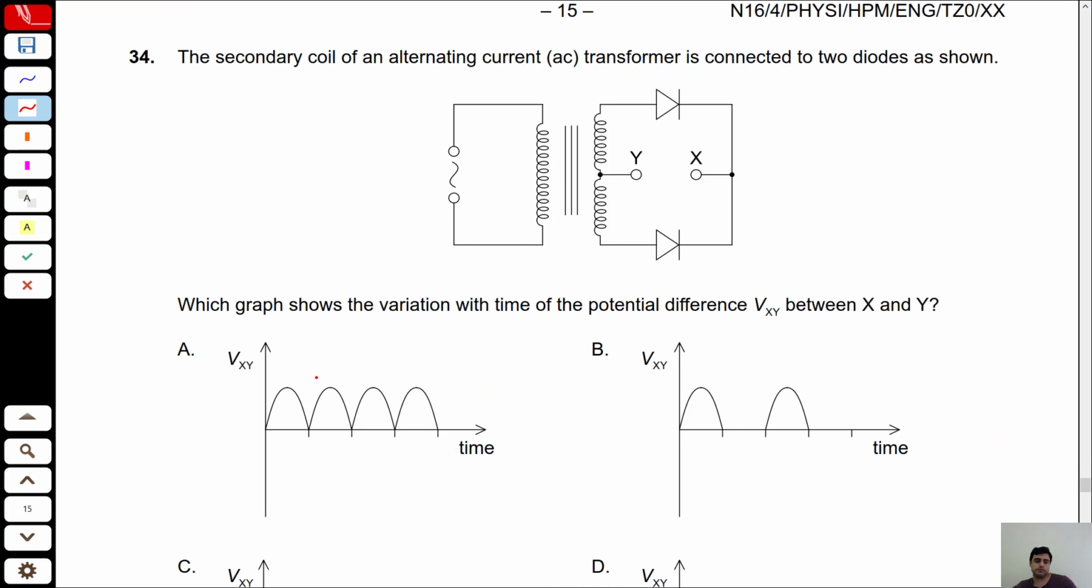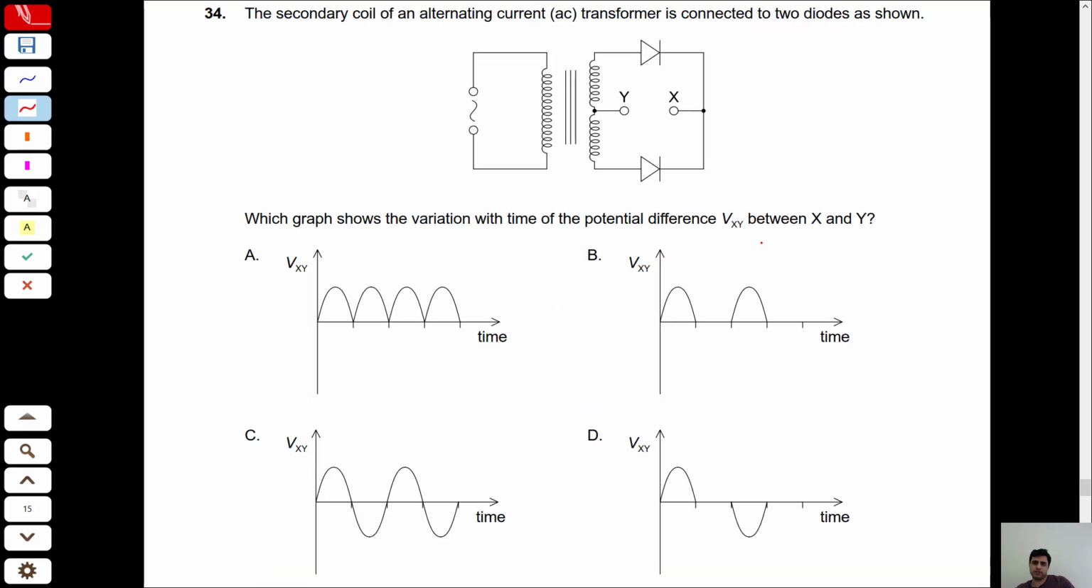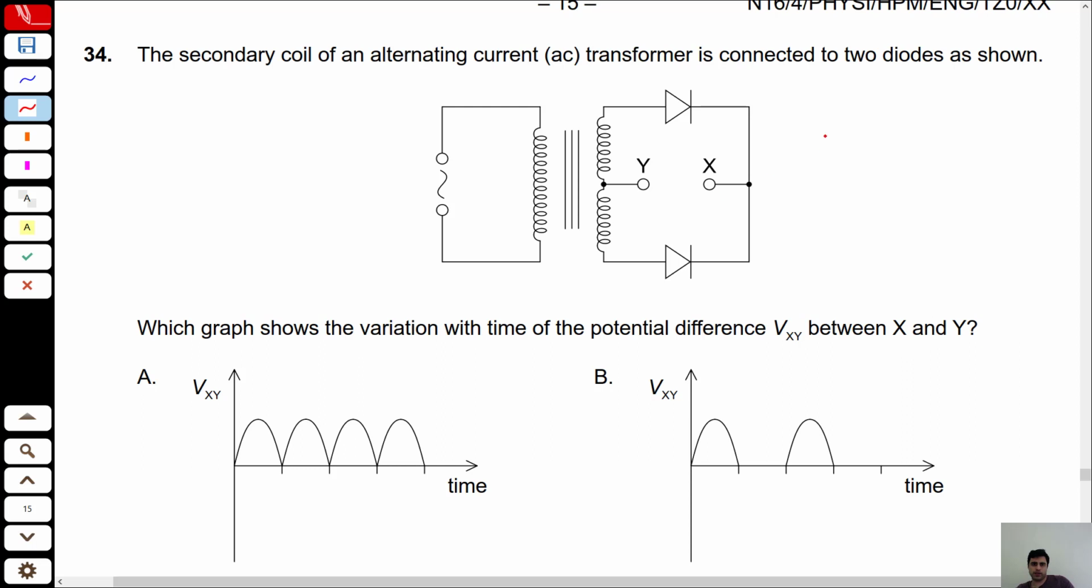A secondary coil of an alternating current AC transformer is connected to two diodes. Diodes only allow unidirectional flow of current. They don't allow any backflow of current, as shown below. Which graph shows the variation with time of the potential difference V of x between x and y? Okay, so we have these graphs. Let's zoom in here a little bit to see what's happening. Let's do one situation here.